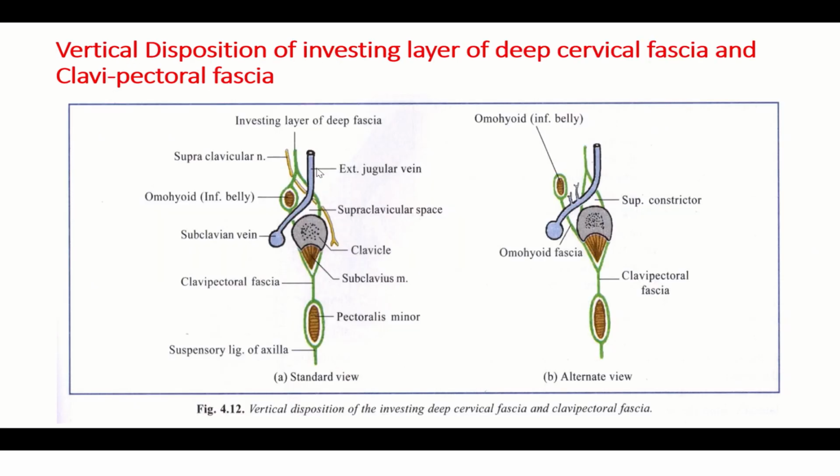You can see here, this is the investing layer splitting above the middle third of the clavicle to enclose the supraclavicular space, and you can see the posterior layer enclosing the inferior belly of omohyoid to form the omohyoid fascia. This is the classical view. Here you can see the extension of posterior layer of clavipectoral fascia to enclose the inferior belly of omohyoid to form the omohyoid fascia.